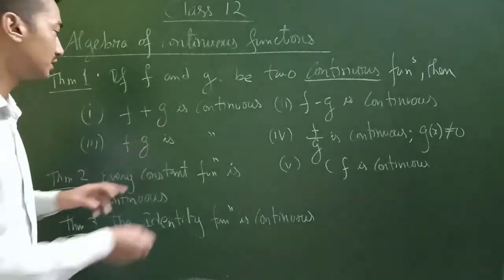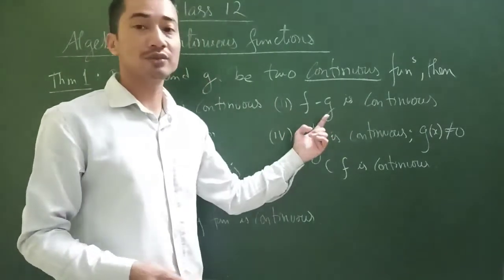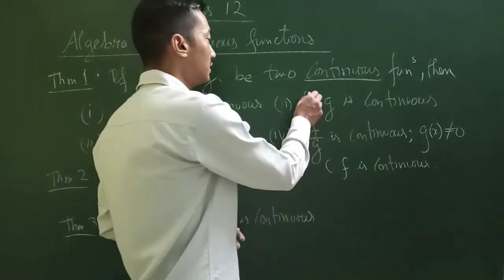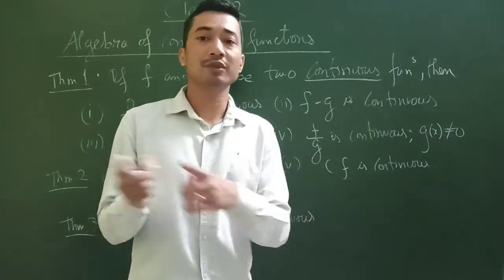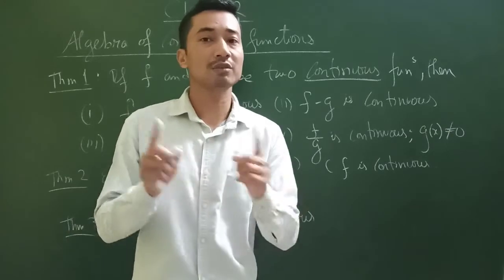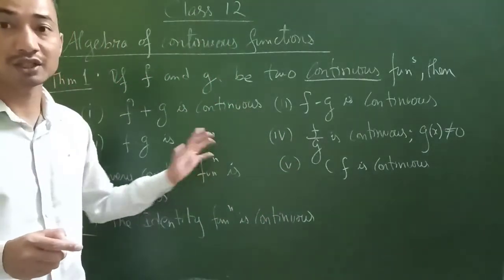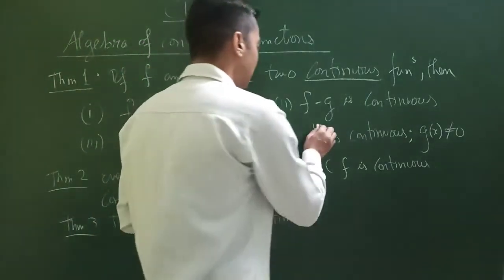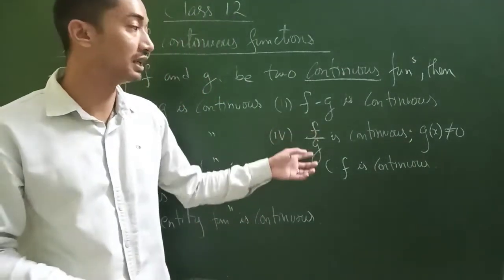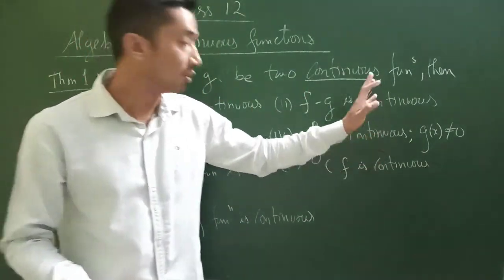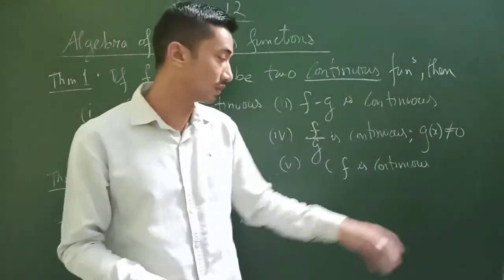So the addition of two continuous functions is also continuous. Second, subtraction of two continuous functions will also be continuous. So that means if you have two independent continuous functions, you can add them, the result is again a continuous function. You can subtract them, the result is again a continuous function. You can multiply them, it will again be a continuous function. You can have their rationals also, you can divide them, f by g, that will also be a continuous function, provided of course the function g is not 0.